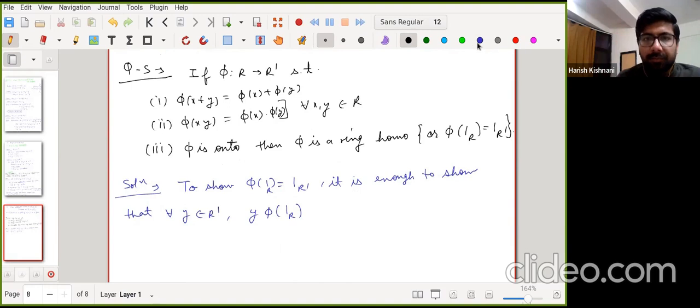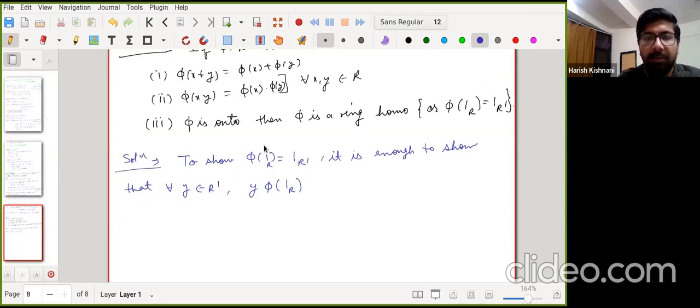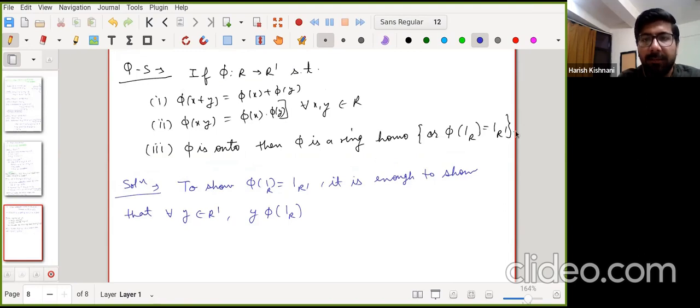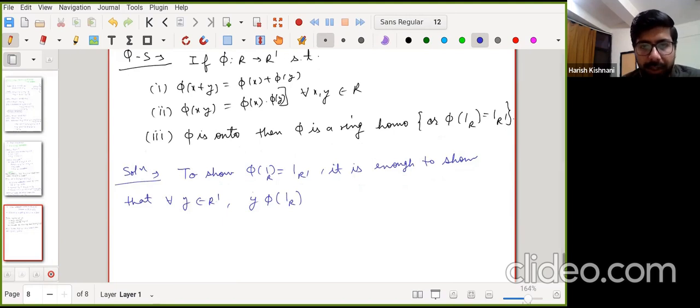Thanks, Muthu. So now you got it, right? It's just compatibility with addition, compatibility with multiplication, and this is the onto condition. So then it will imply that it's a ring homomorphism. So you just need to check that 1 of R is mapped to 1 of R dash. So for that, it's enough to show that for all y in R dash, you have y times phi of 1R is the same as phi of 1R times y.